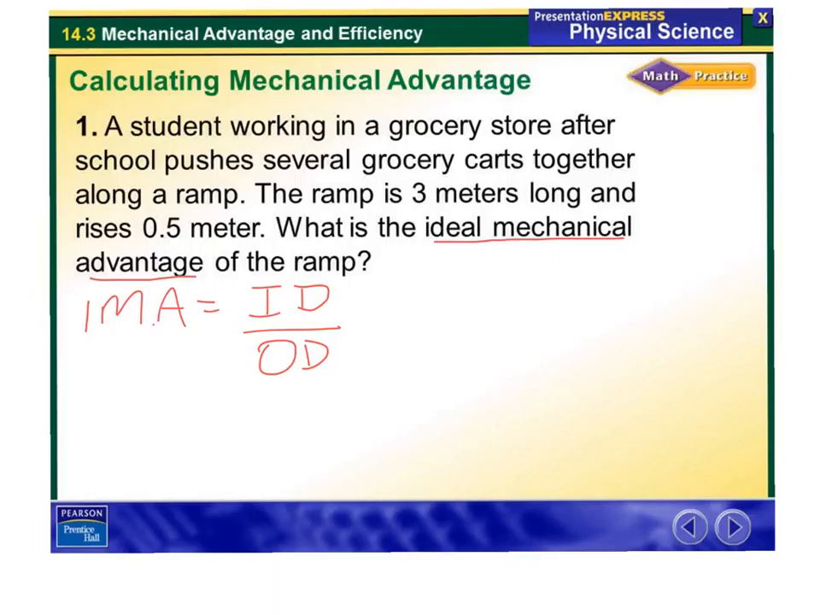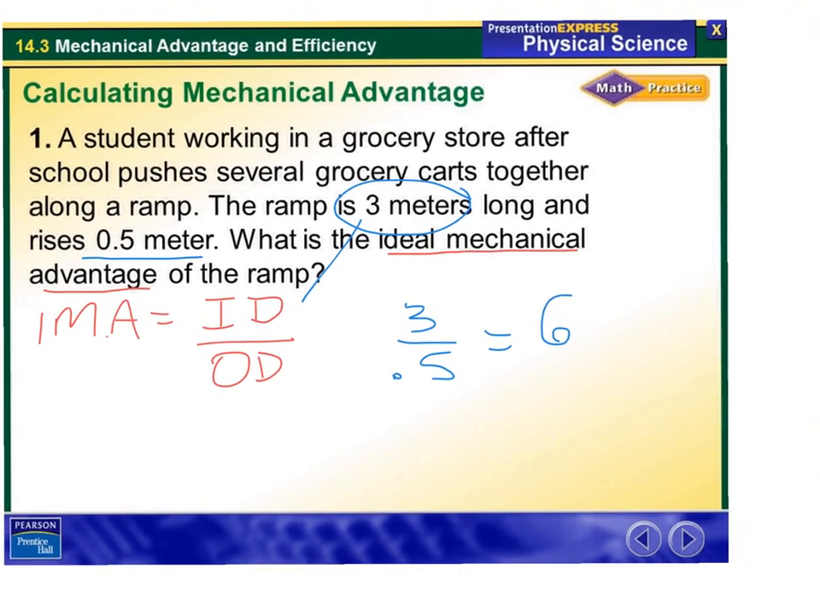Okay, what's our input distance? 3 meters is our input distance. So we put 3 over our output distance of 0.5. And that gives us 6. 6 is our mechanical advantage in this question.